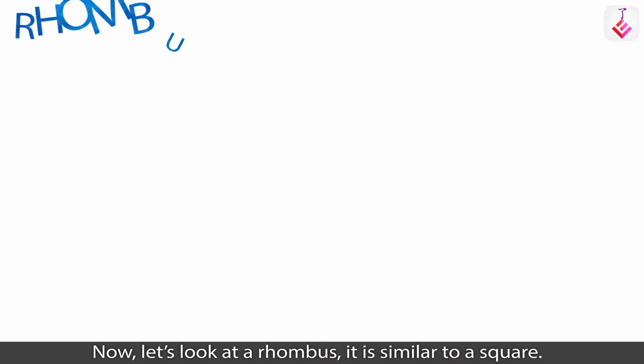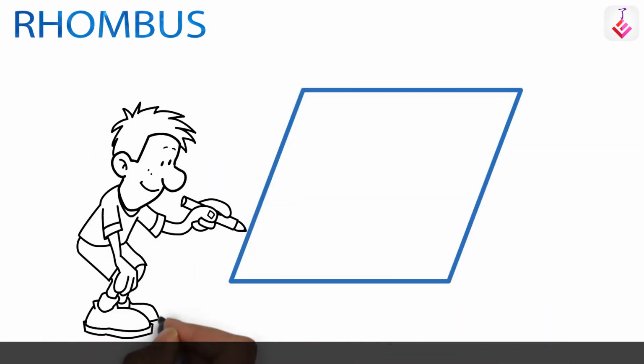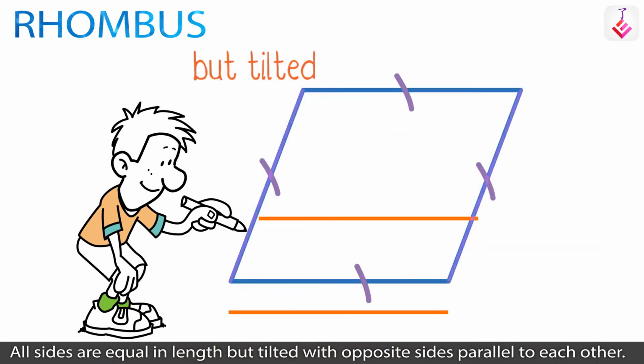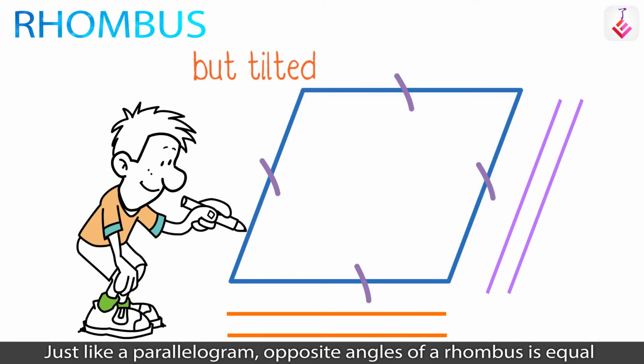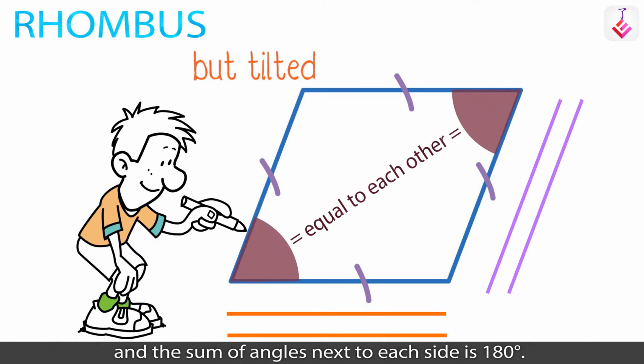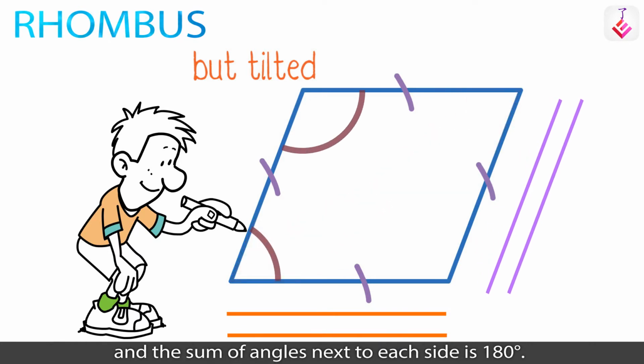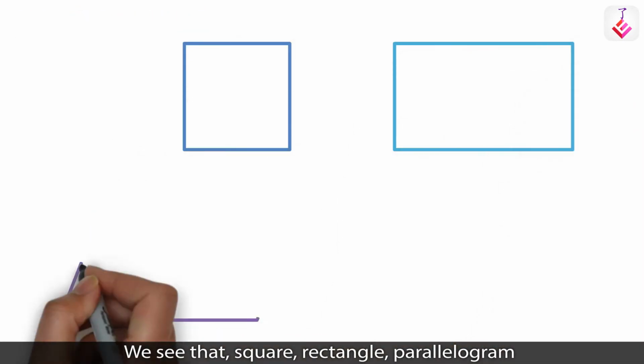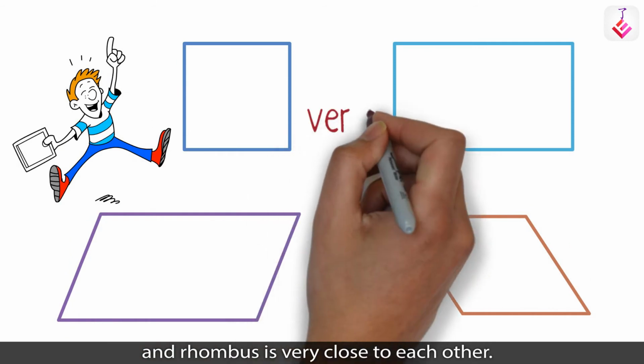Now, let's look at a rhombus. It is similar to a square. All sides are equal in length, but tilted, with opposite sides parallel to each other. Just like a parallelogram, opposite angles of a rhombus are equal, and the sum of angles next to each side is 180 degrees. We see that square, rectangle, parallelogram and rhombus are very close to each other.